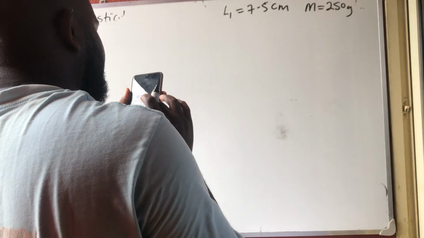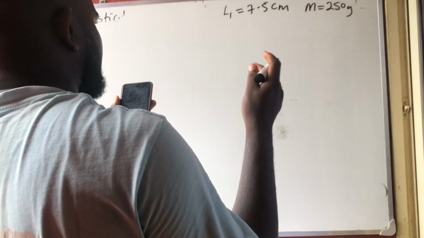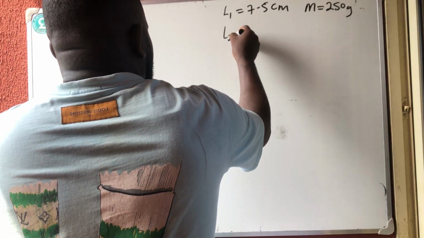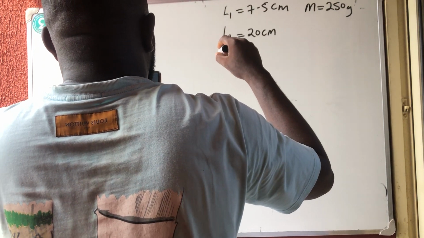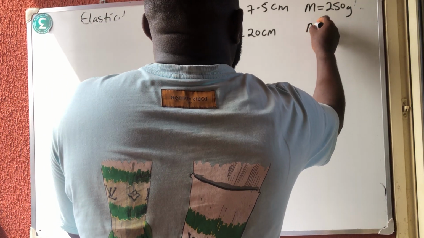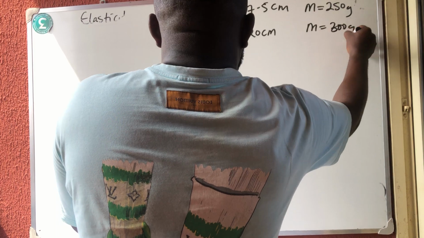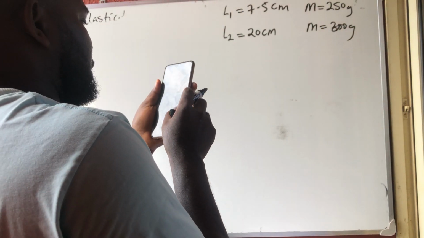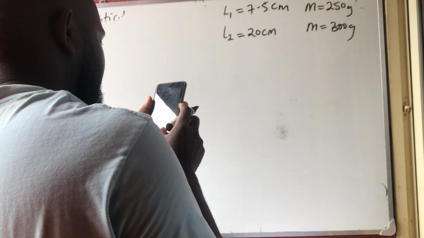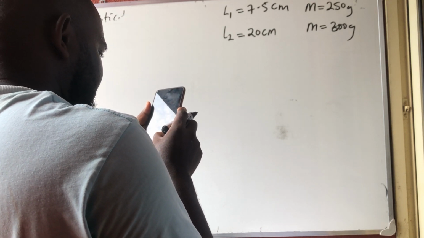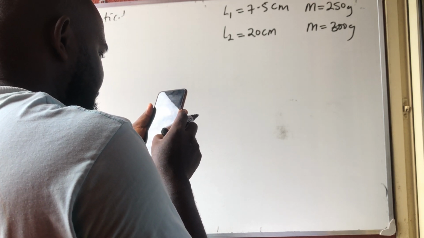So he said it has a total length of 7.5 cm under a load of 250 grams and 20 cm under a load of 300. So the second length now is 20 cm, under a load of 300. So the mass now is 300 gram. Then calculate the extension of the string per unit load.